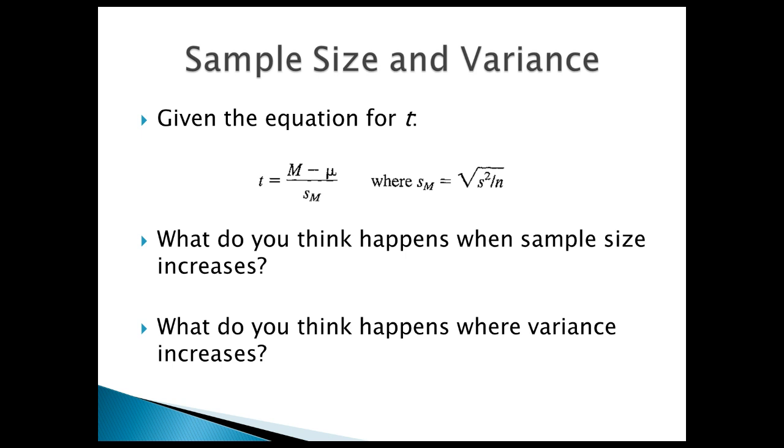And this leads directly into the second question. What do you think happens when variance increases? Now, if variance increases, you're more likely not to reject your null because your denominator, your estimated standard error, becomes larger. So you're more likely to get a lower t-value in the calculation. So there's this relationship you need to be cognizant of.